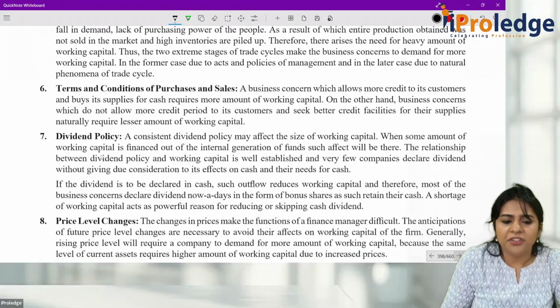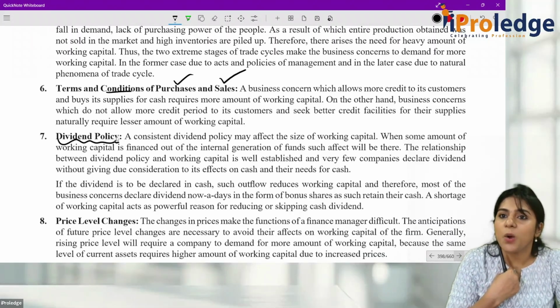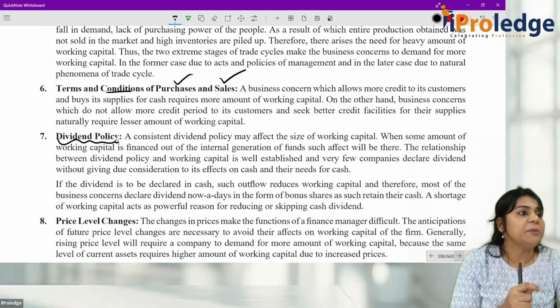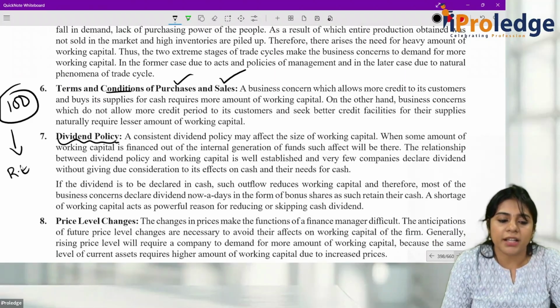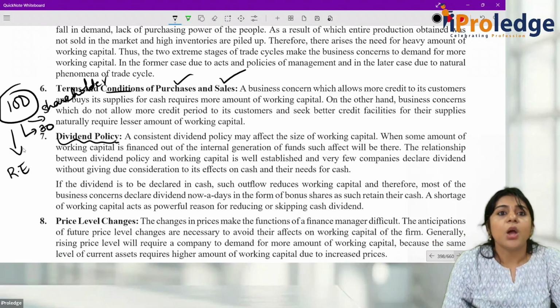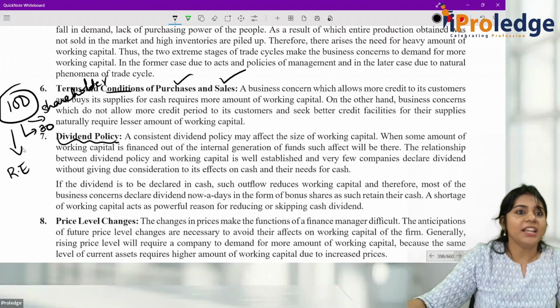Of course, then each and every thing you have to see: terms and conditions of sales and purchases, dividend policy. Dividend policy means what? I remember in the earlier chapters we had discussed this. Dividend policy means if I have 100 rupees profit, how much am I going to keep in my retained earnings and how much I'm going to pay to my shareholders. That's your dividend policy. Now, if I decide to pay, say, 30 to my shareholders, well, how do I pay? I need money, right? Do I have enough money?